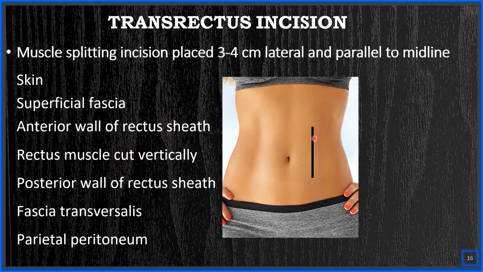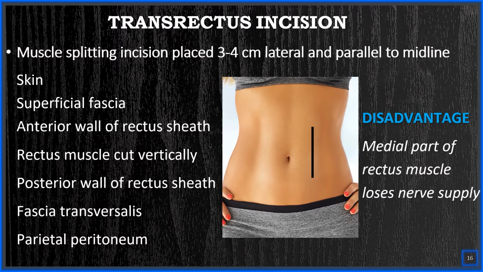Then we cut the posterior wall of rectus sheath. Then we have the fascia transversalis and we have the parietal peritoneum. So these are the structures that are cut when we are placing the transrectal incision. So what is the disadvantage of transrectal incision? We are cutting through the rectus muscle. There is chance for the medial part of rectus muscle to lose its nerve supply. So that is the disadvantage of transrectal incision.